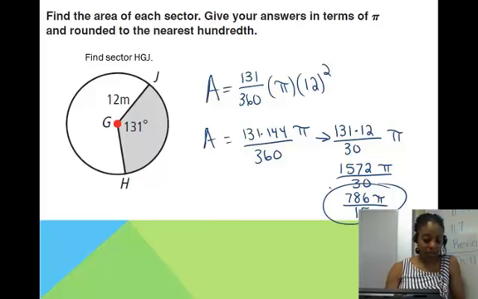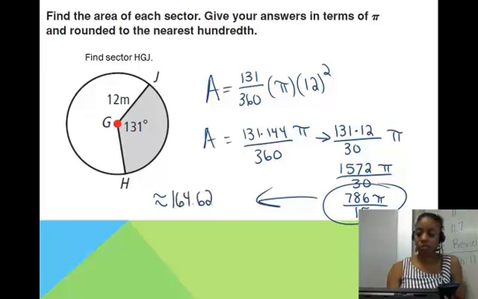So if we multiply that by pi and divide by 15, we get our final answer that the area of that sector is about 164.6. It says round to the nearest hundredth, so it's approximately 164.62, and our units are square meters because we're doing area.